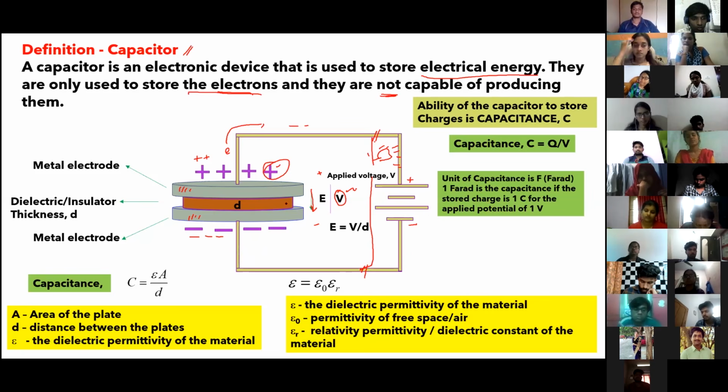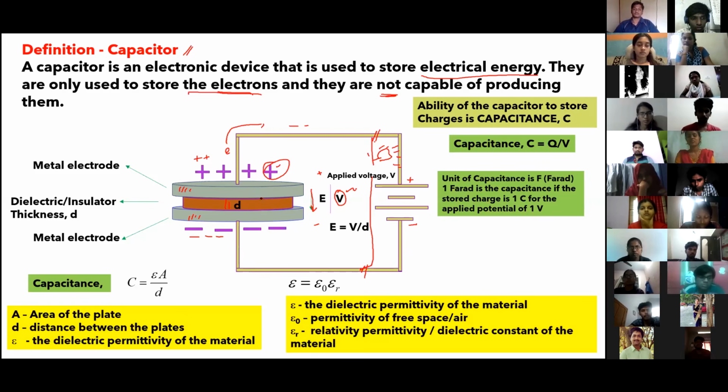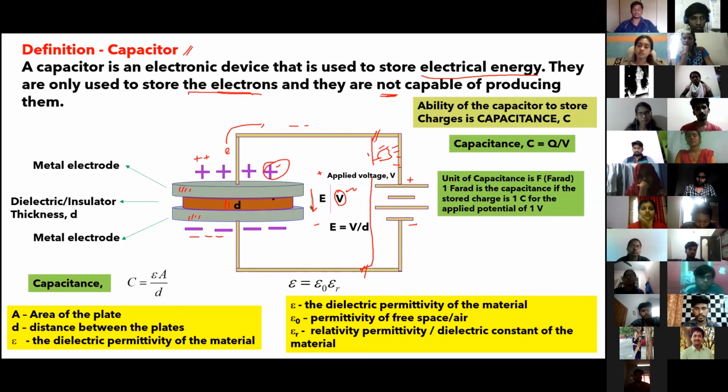But the charges cannot flow through this. Why? Because this is an insulator. If you have a conducting medium in between, the charge will just go through, and there will not be charge buildup here. Because of the dielectric layer, these charges will not diffuse into this, so the charges once deposited on the plates will stay there as such. So the field will be set up there.